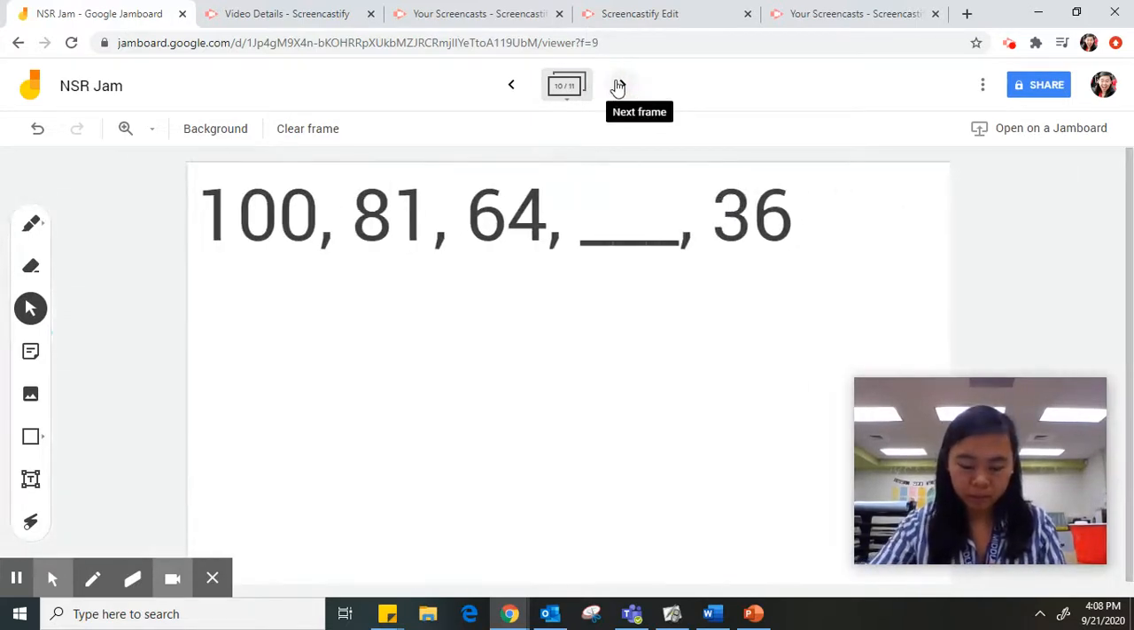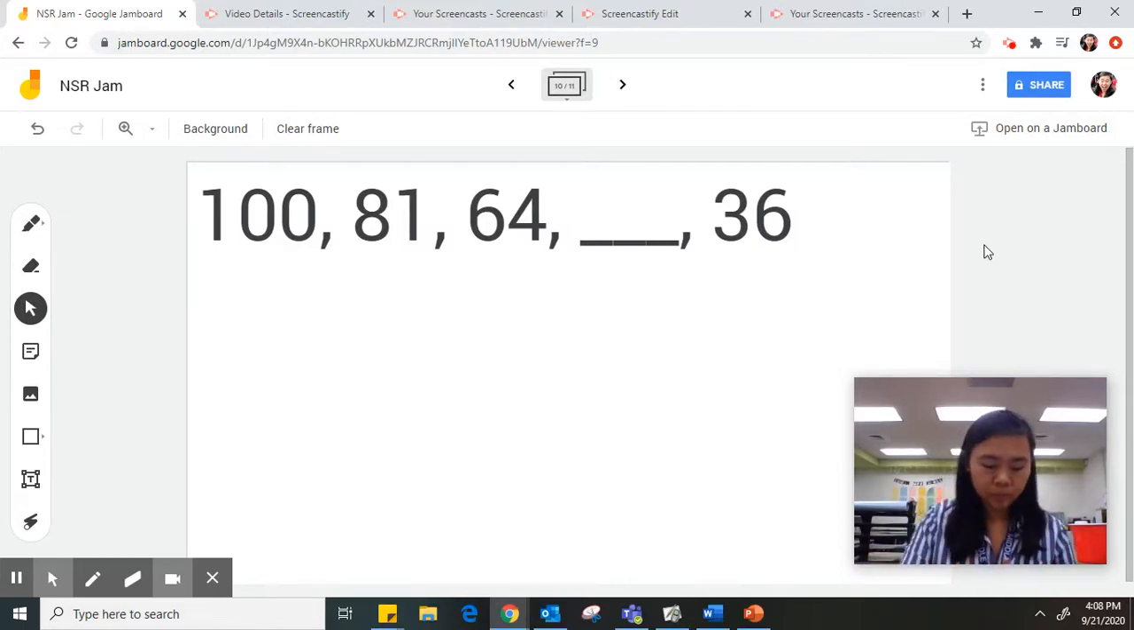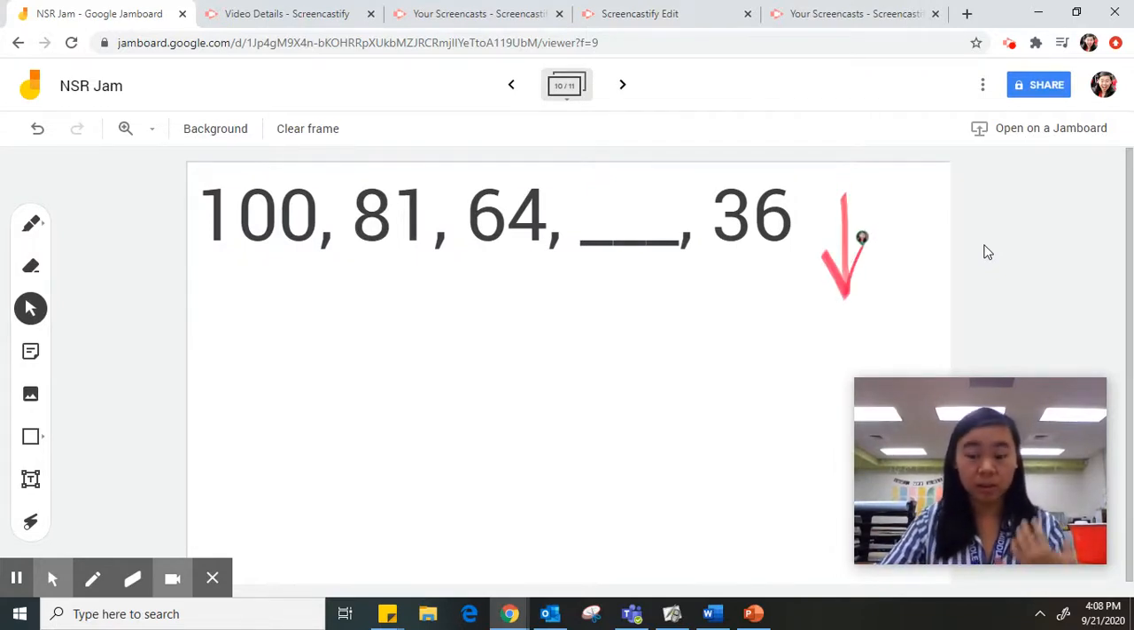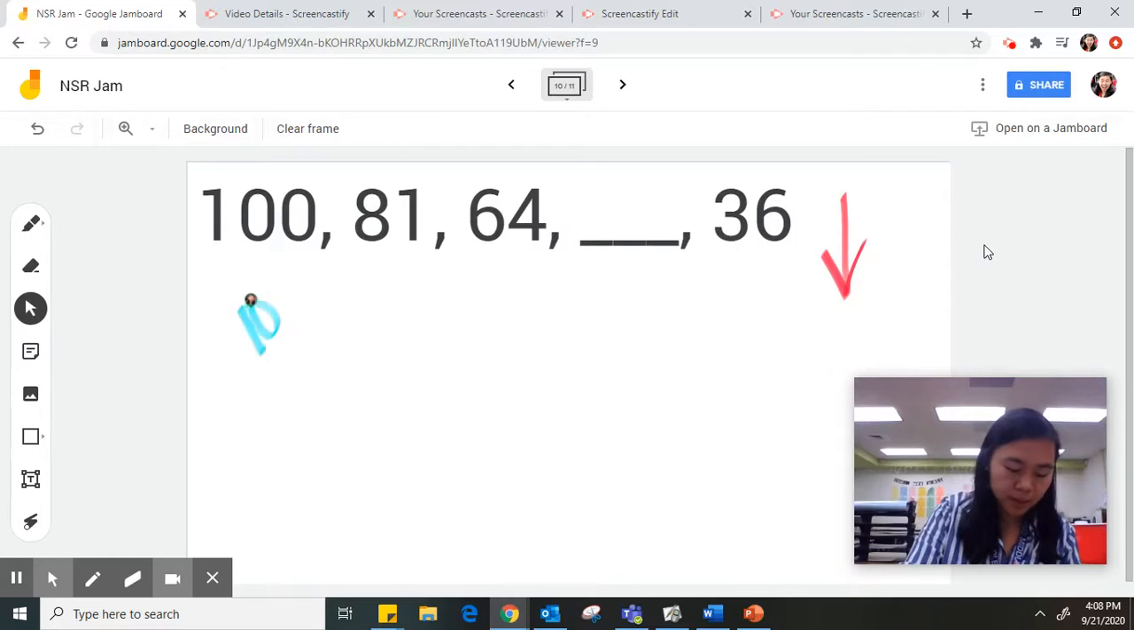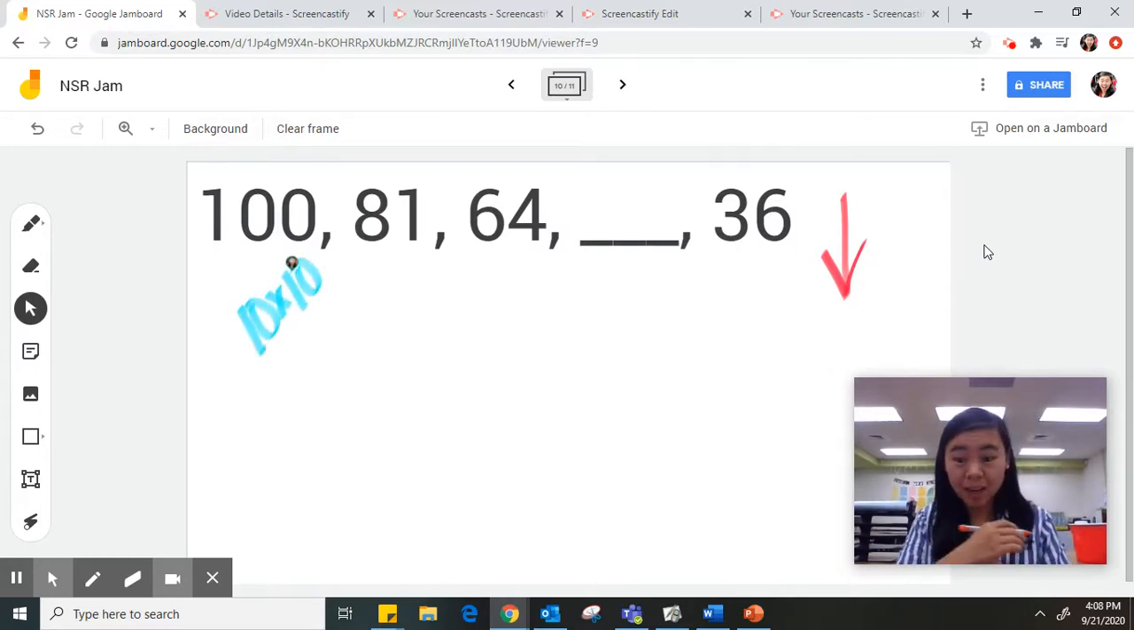All right, so let's look at another problem. Same deal. Fill in the blank with the missing perfect square. So go ahead and make your observation. Are these getting bigger or are they getting smaller? It looks like they're getting smaller this time. They're decreasing, okay? So what times itself gives you 100? 10 times 10 gives you 100, right? So that's a 10 by 10 square, side length 10, 100 total Cheez-Its on the inside.